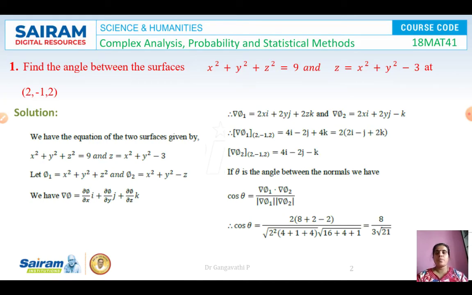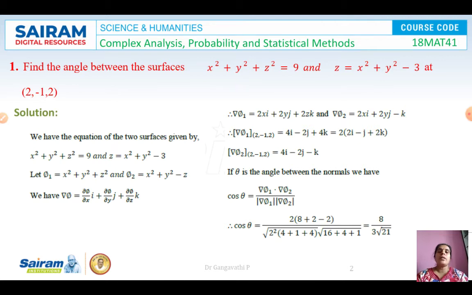So look at the first problem. Find the angle between the surfaces x square plus y square plus z square is equal to 9 and z is equal to x square plus y square minus 3 at the point 2, minus 1 and 2. So consider the surfaces. As there are no i, j, k, you can just remember them as scalar functions.